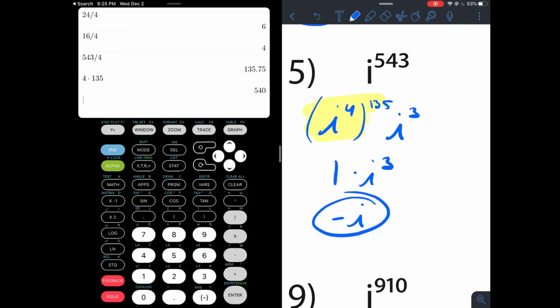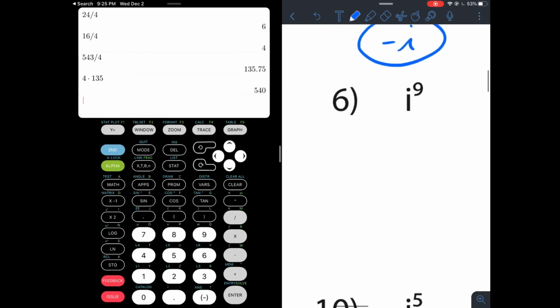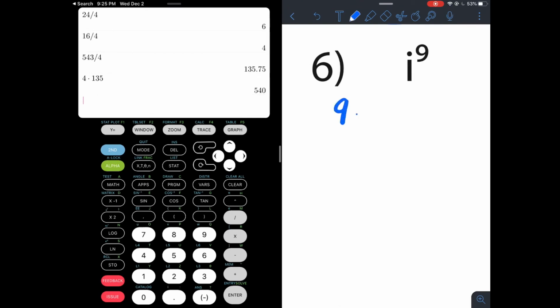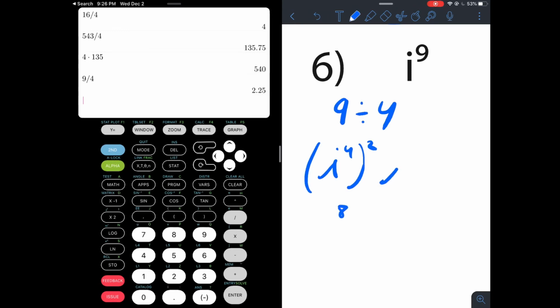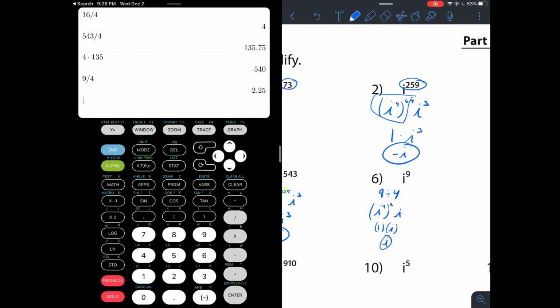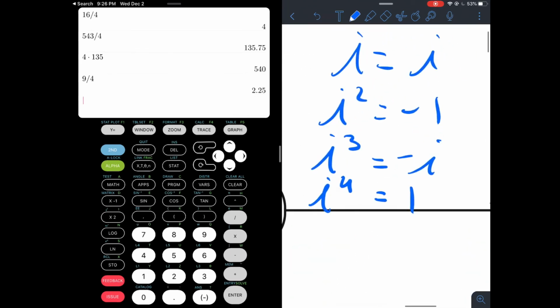All right, let's do at least one more here. We got i to the 9th. So we're going to do 9 divided by 4. We get 2.25. We can do i to the 4th raised to the power of 2. That's going to get us to 8. So we need one more. We end up with 1 times i, which just gives us i. So when you simplify these, you should be getting one of these answers: i, -1, -i, or 1.